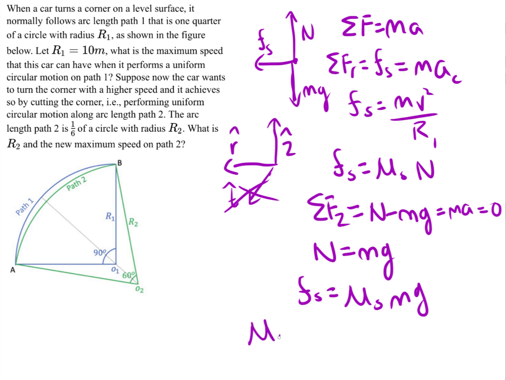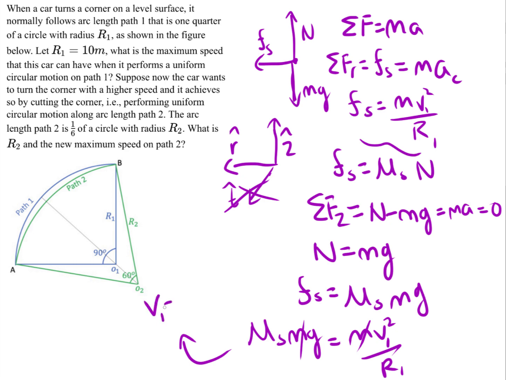And we can substitute that back into our equation above. That's equal to mv squared over r1. And the masses cancel. In this, we need to solve for v. I'm going to call it v1, since we actually have two scenarios here we're going to look at. So if we solve for v1, it is going to be equal to the square root of the coefficient of static friction times g, gravitational acceleration, times r1, or the radius of this first circle here.